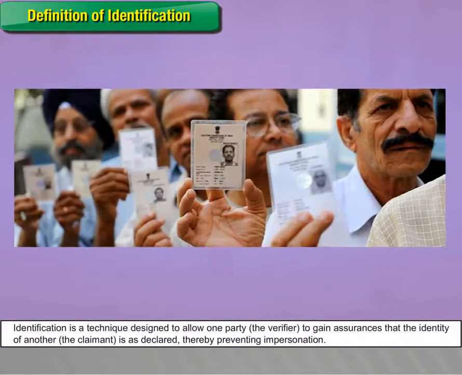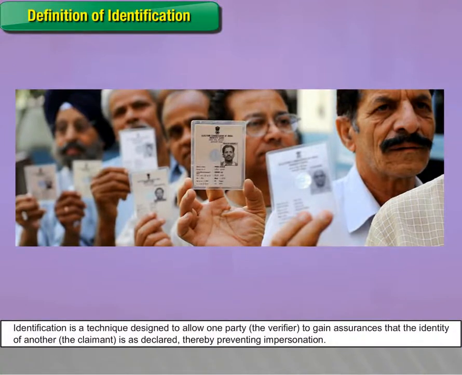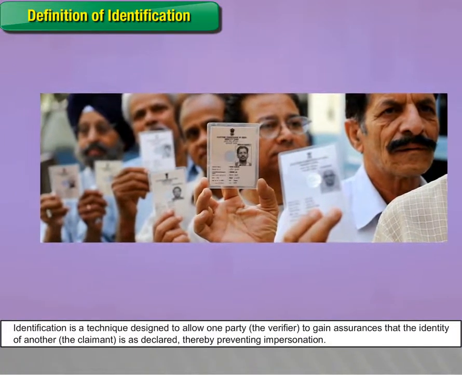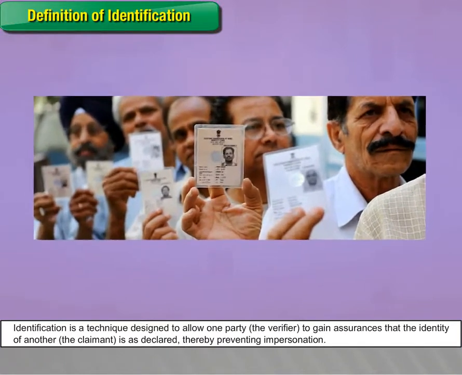Identification is a technique designed to allow one party, that is the verifier, to gain assurances that the identity of another, that is the claimant, is as declared, thereby preventing impersonation.